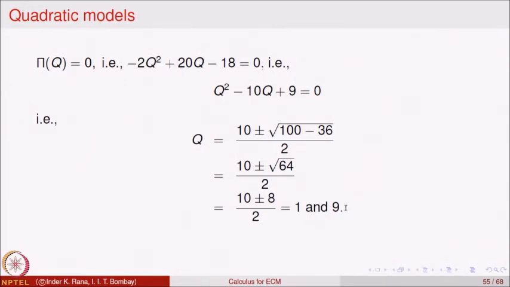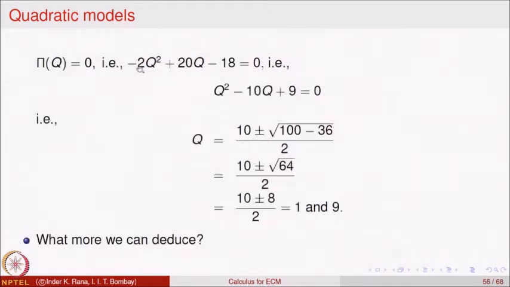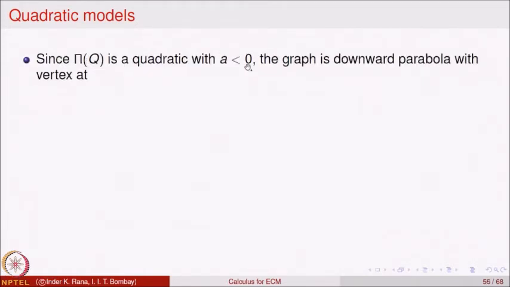So, what does that essentially mean? Let us try to interpret that. What more can we deduce? So, this is a quadratic with A less than 0, right. It is minus 2, so A is minus 2. So, A is less than 0, so the graph is pointing downwards.